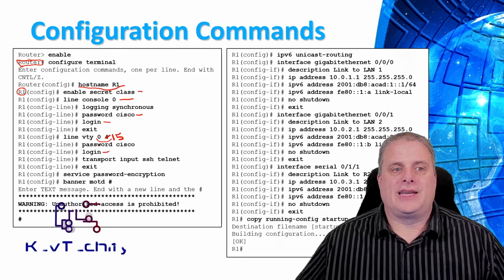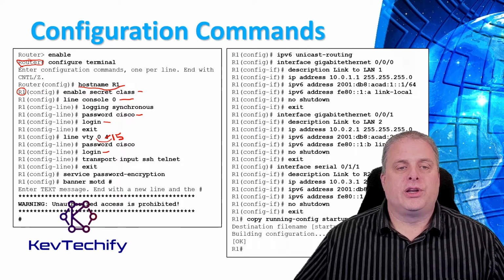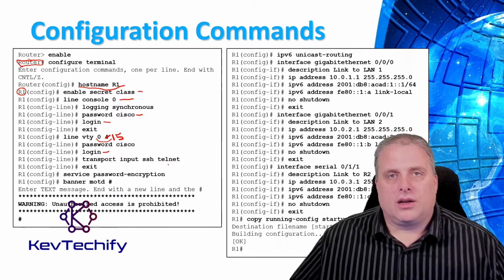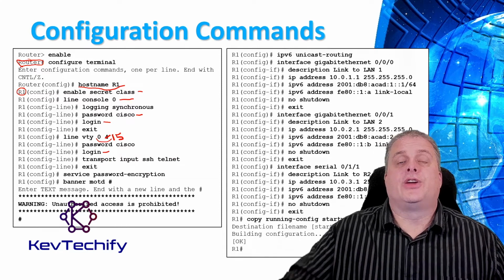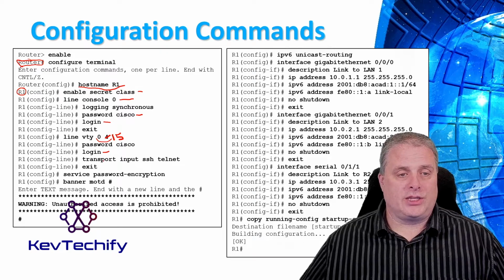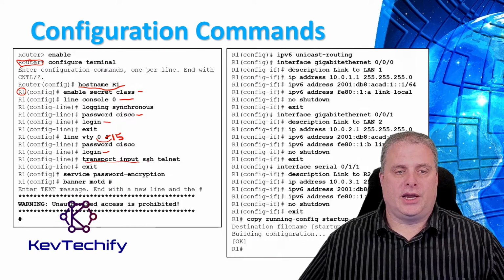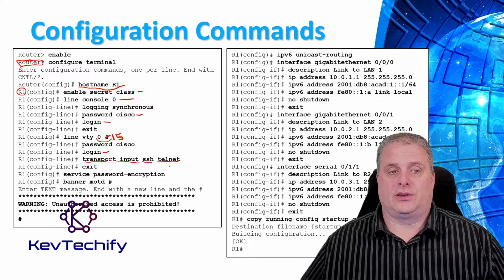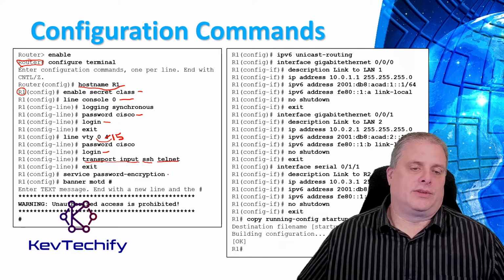Once again, you have to tell the login process to use that password. If you're going to do something other than just telnet, if you're going to do SSH or something like that to connect into your device, you have to change your transport. That's what we see here. We're doing transport input, and then we say first use SSH. If that doesn't work, then we'll try using telnet. Exit out.